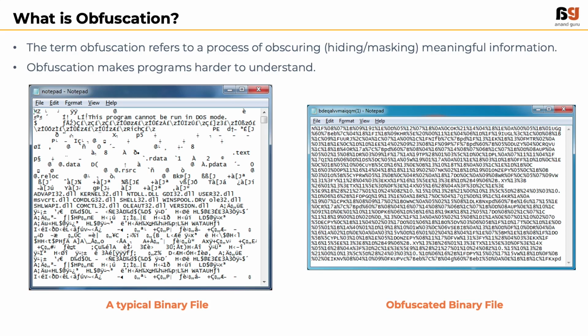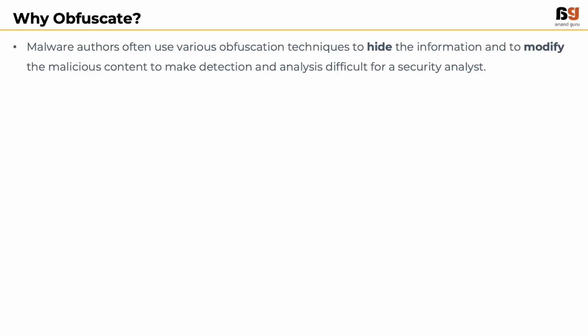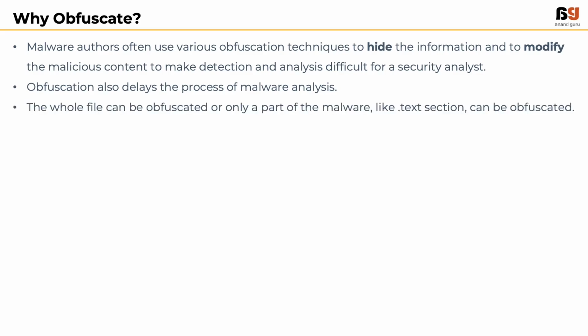Why do malware authors want to obfuscate their malware file? The main purpose is to make the detection and analysis of the malware difficult. Obfuscation also delays the process of malware analysis, thereby giving the malware author more time to do the damage or spread it to more machines before being stopped. Sometimes the whole file will be obfuscated, and in some cases only a part of the file, like the .text section, can be obfuscated. There are different methods used by attackers to obfuscate the malware. A few of them are discussed here.